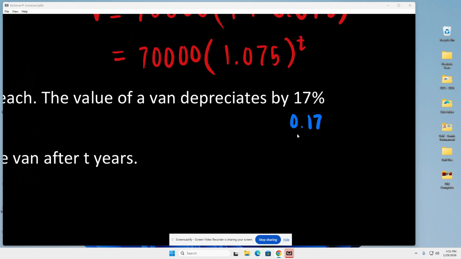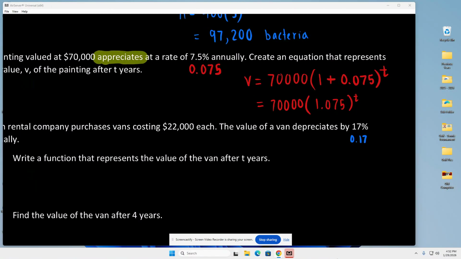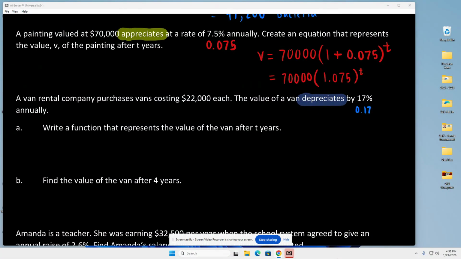Again, look, if I have a decimal here, I go 1, 2 to the left, and that's how it ended up in that spot. Now, it uses the word depreciates, so it tells me everything I need to know. I can now write a function that represents the value of the van after t years. So here it is. A equals P, 22,000, open parenthesis, 1 minus 0.17, raised to the t years.